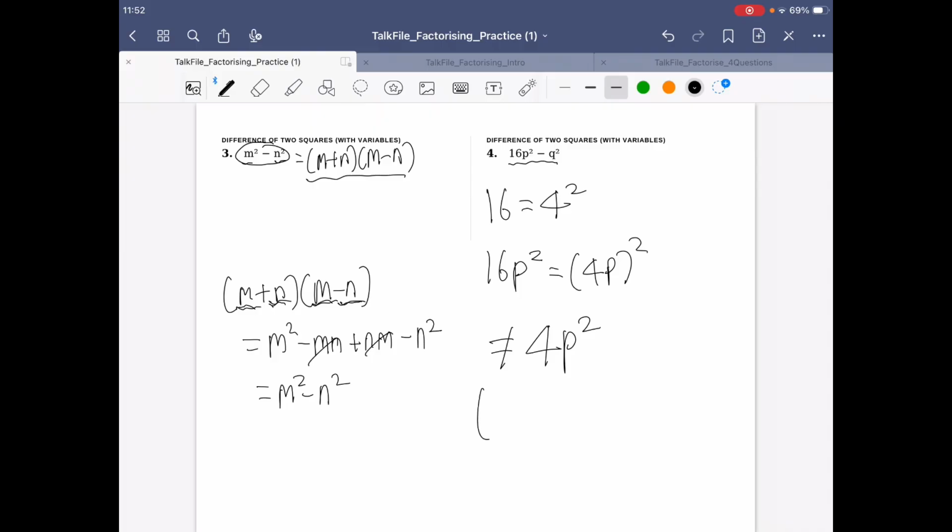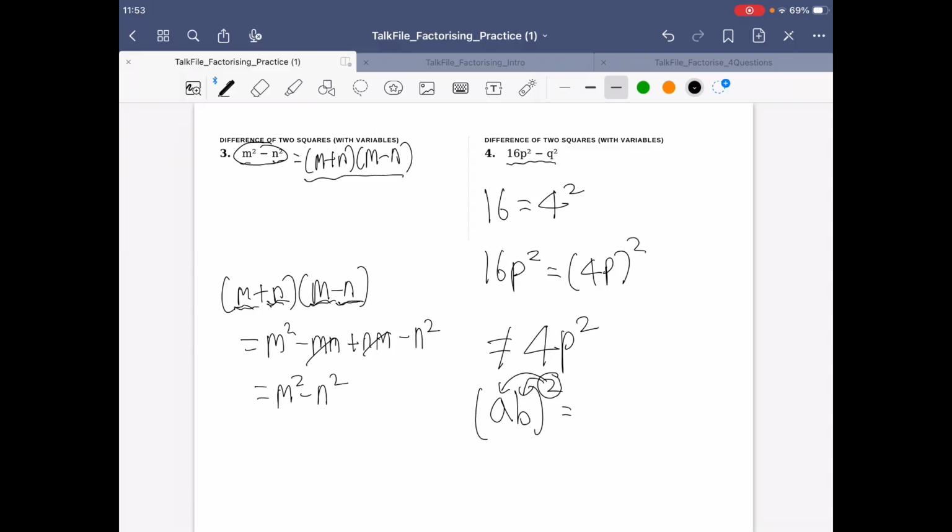But if you see ab squared, then basically the power hits everything inside the bracket. So this power, in this case 2, hits all the variables in the bracket. That's how you get a squared b squared.